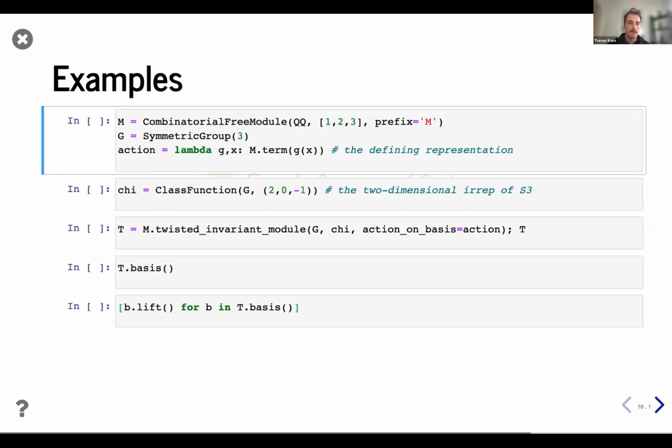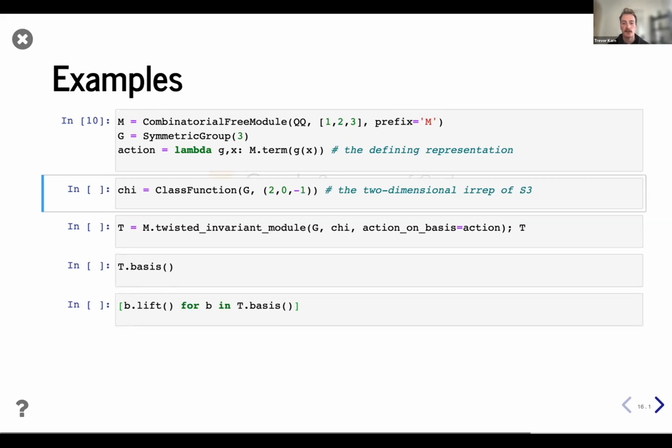Okay, I want to do another example. So here I'll take M to be a combinatorial free module over Q. And I'll have the symmetric group act by permuting the vectors. So this is the defining representation. If you write this out as a matrix, these are all 0, 1 matrices with only one 1 in every row and every column. Okay.